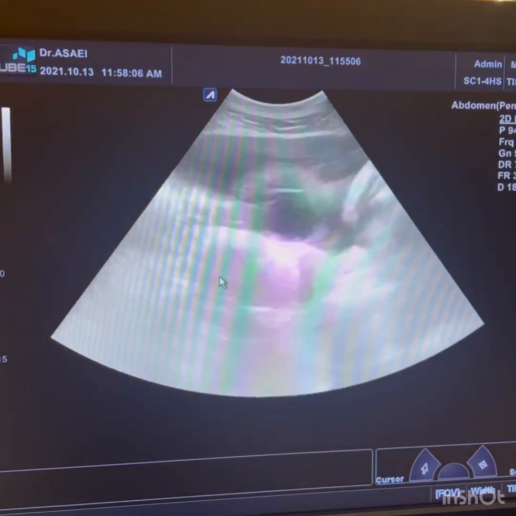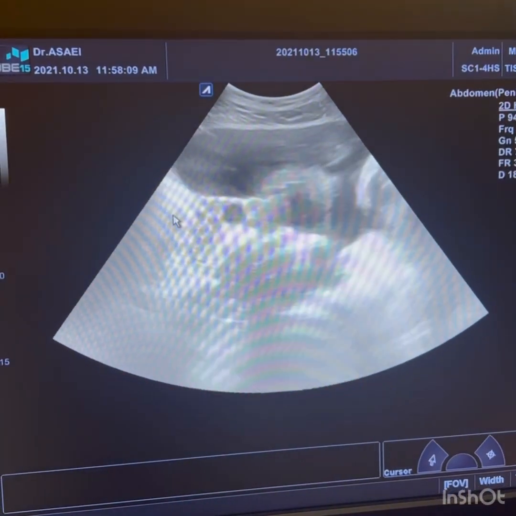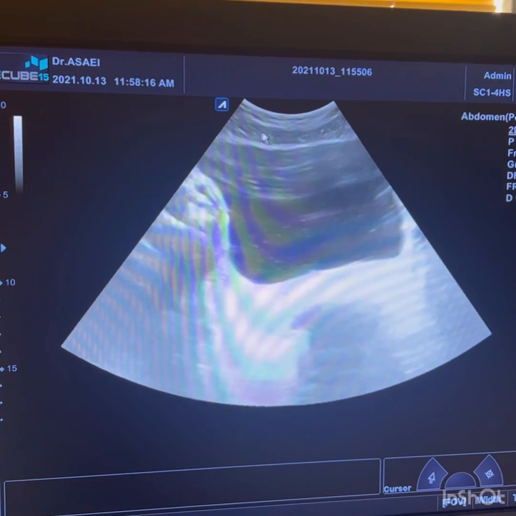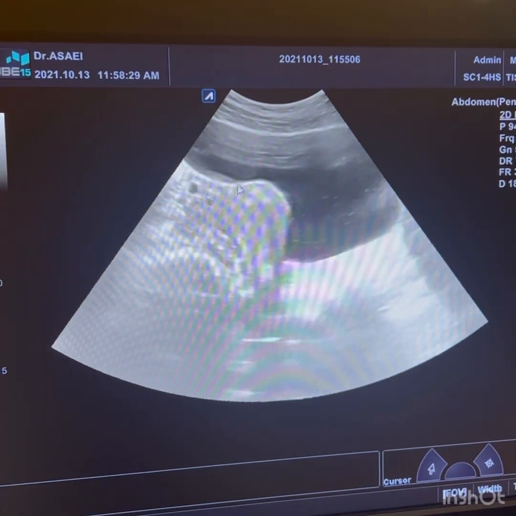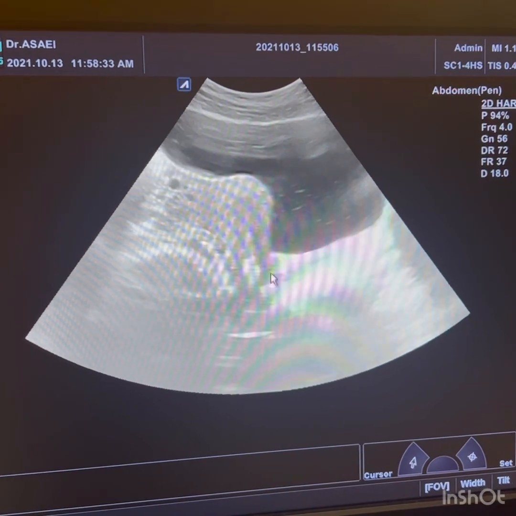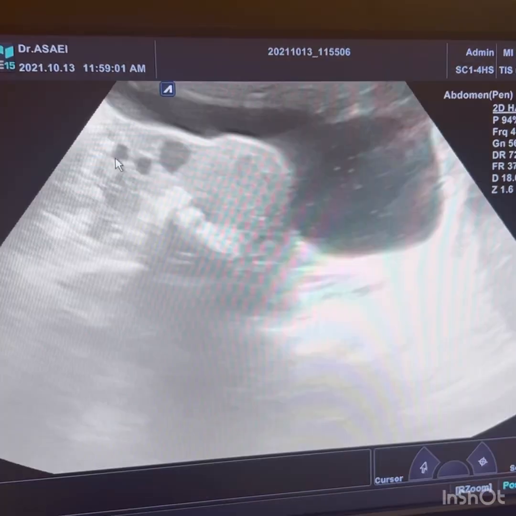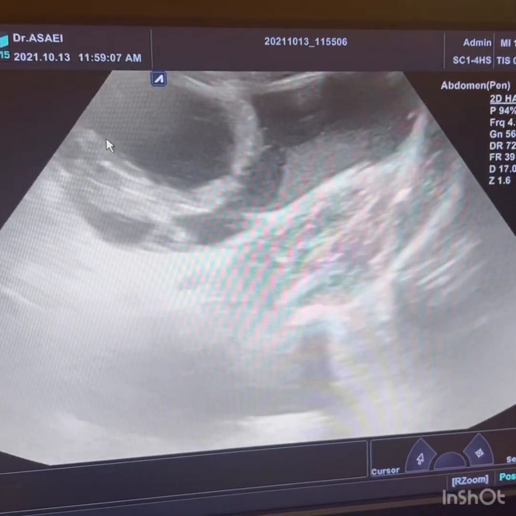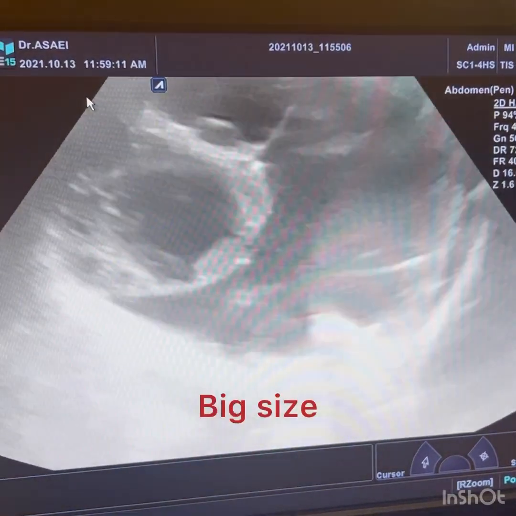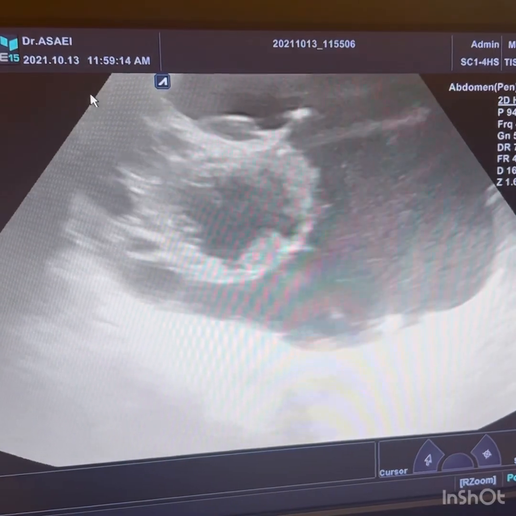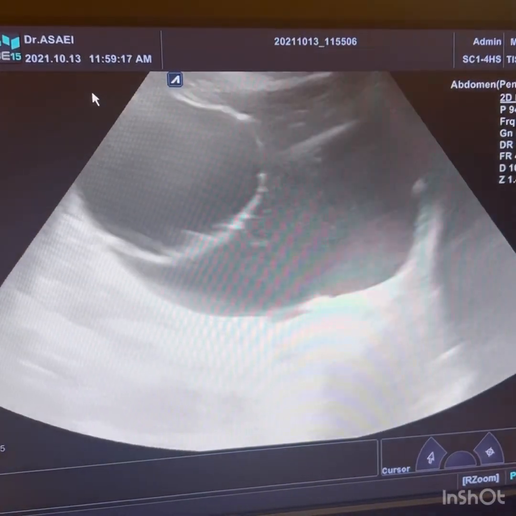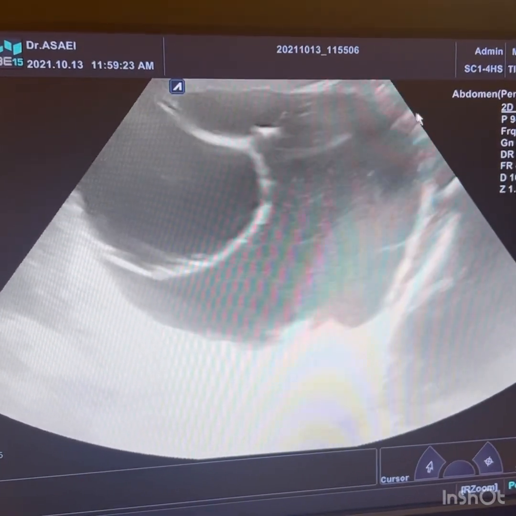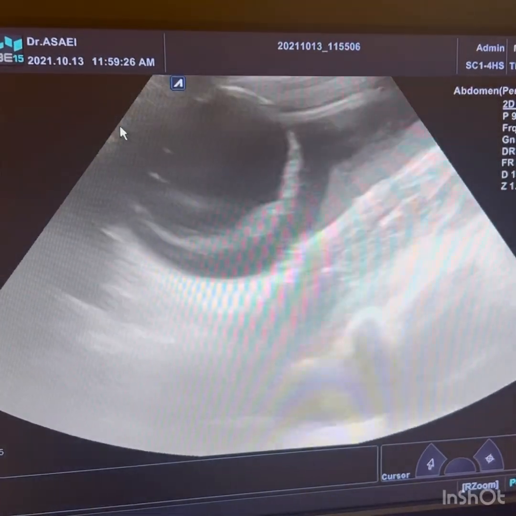Here we have a case with suspicious malignant ovarian cyst. In this video, we can see the urinary bladder. We can see the uterus and endometrial cavity here. We can see the right ovary and its follicles, and adjacent to the right ovary is a big cystic lesion measuring about 14 centimeters. We can see the cystic lesion and its borders.